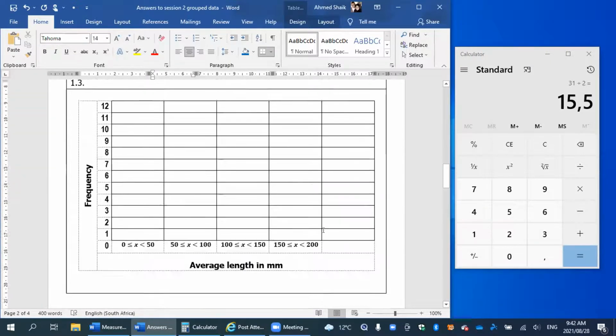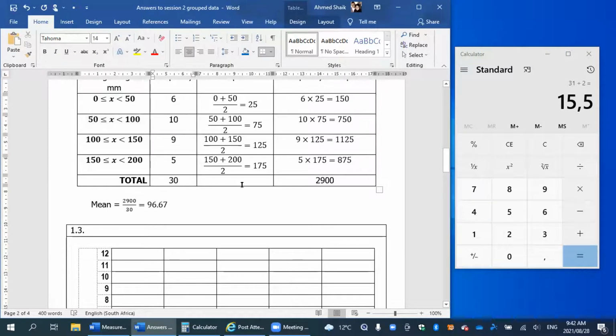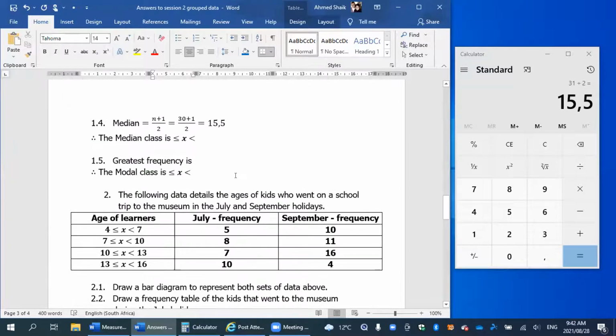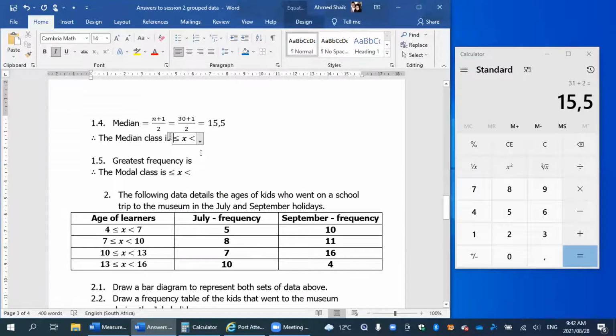Therefore, it's 50 less than or equal to x, which is less than 100. That means that the median class of this data set is going to lie in the interval of 50 less than or equal to x, which is less than 100.